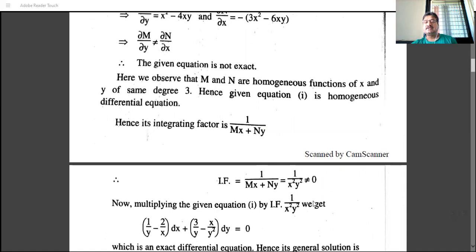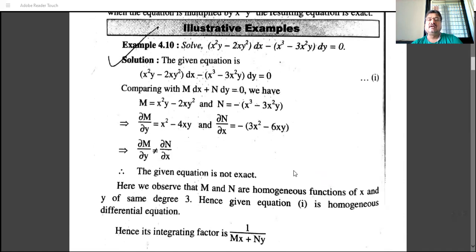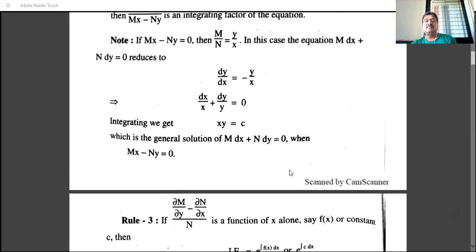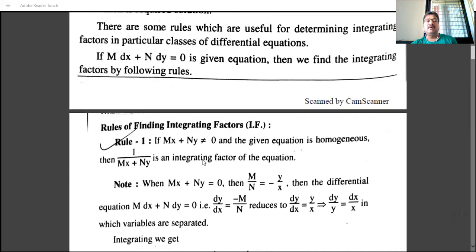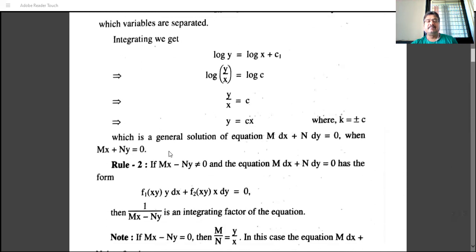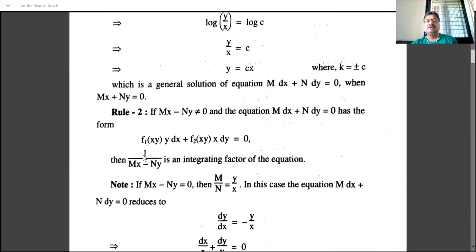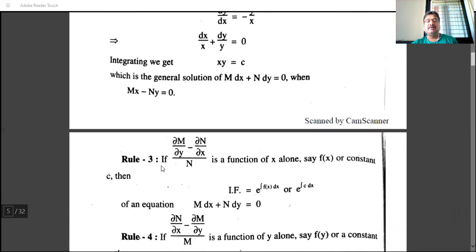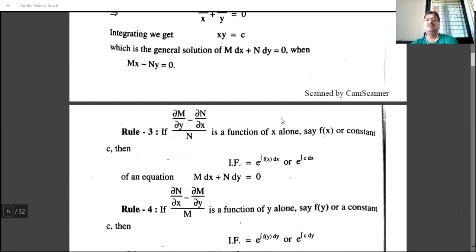So 1 by x square into y square is the integrating factor. This is the example on rule number 1. We will see examples of rule number 2, rule number 3, rule number 4 and rule number 5 in the next lecture.